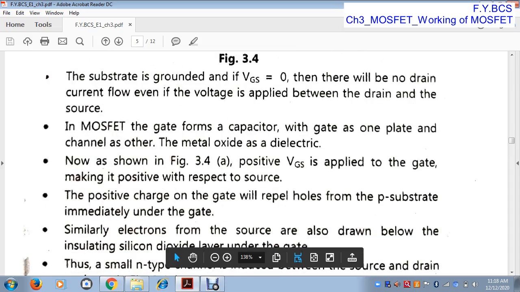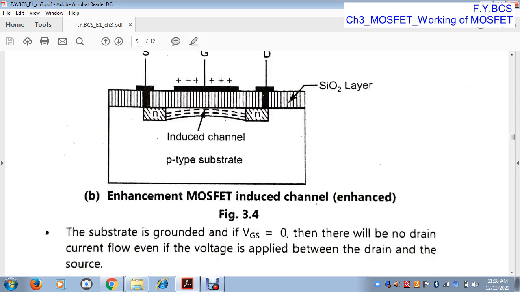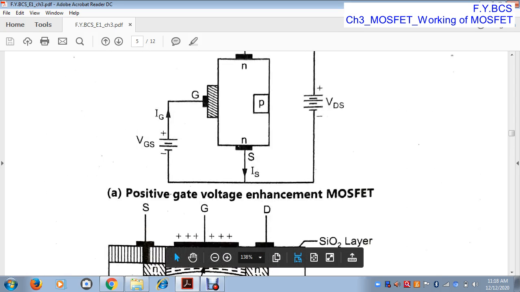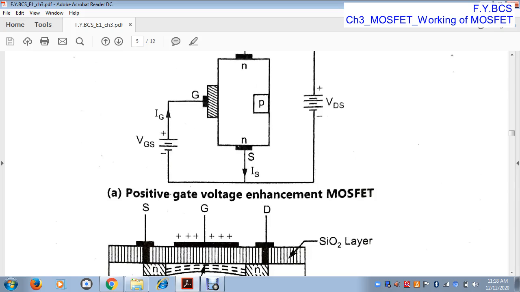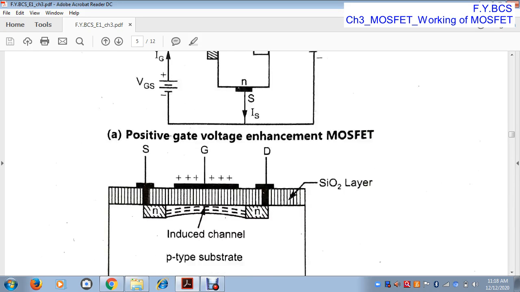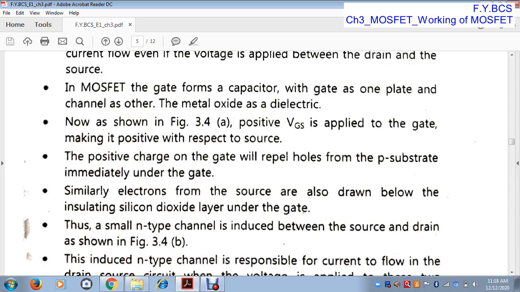Now, as shown in figure A, a positive VGS is applied to the gate, making it positive with respect to the source. So a positive voltage is applied at the gate terminal and a negative voltage at the source terminal. The positive charge on the gate will repel holes in the P substrate immediately under the gate.